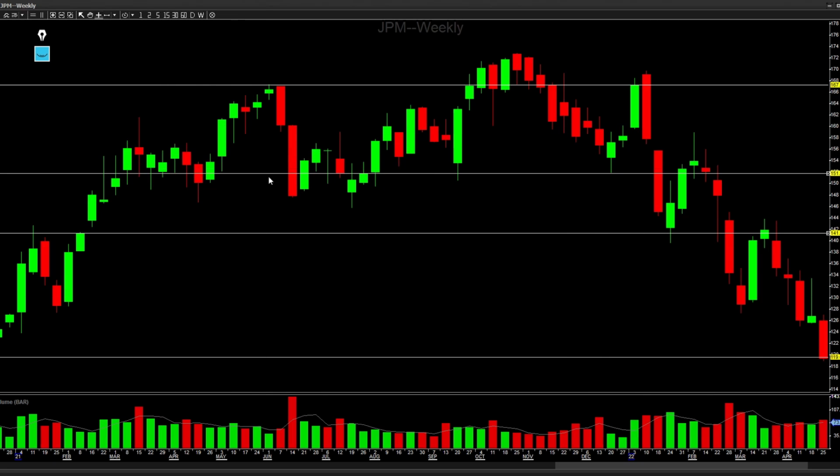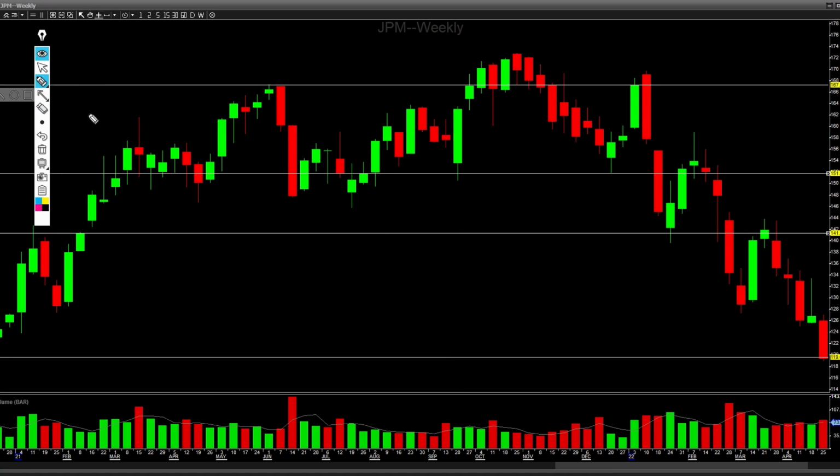So now we've got a lot more touches. This is a much stronger area of support and resistance. And if I take my pen here, you can see how we've basically just waved in and out of this area.